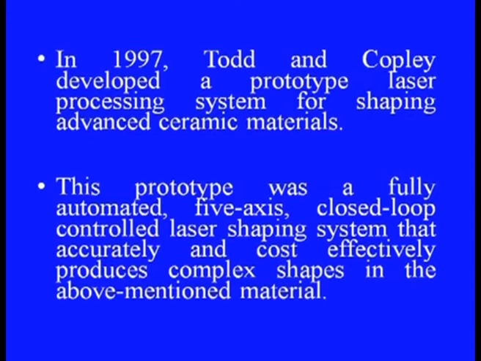The prototype was a fully automated system having a 5 axis closed loop controlled laser shaping system, which could accurately machine, and it could cost effectively produce complex shapes in ceramic materials. As we know, ceramic materials are usually difficult to machine in conventional processing methods, but they are good candidates to be processed by using non-conventional machining methods, one of which is laser beam machining.